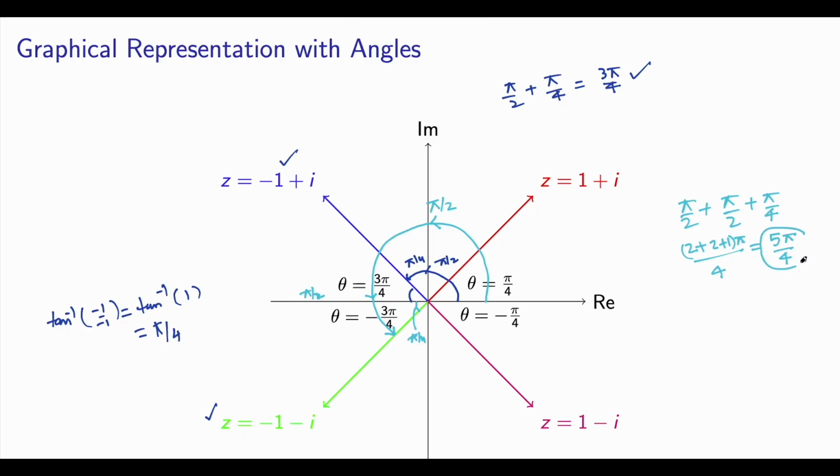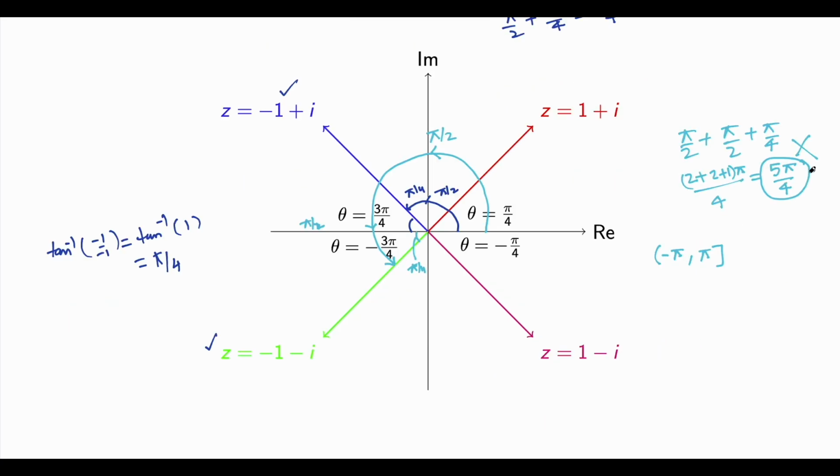5 pi by 4 is not the correct answer because the range is minus pi to pi for the principal argument. 5 pi by 4 doesn't come under this, right? So this is not the correct answer because it does not belong to this range. So in that case, what value have we obtained? Pi by 4, right? So we have to subtract pi by 4 minus pi. So what are we going to get? We are going to get minus 3 pi by 4. So the correct argument is minus 3 pi by 4, not 5 pi by 4, right?